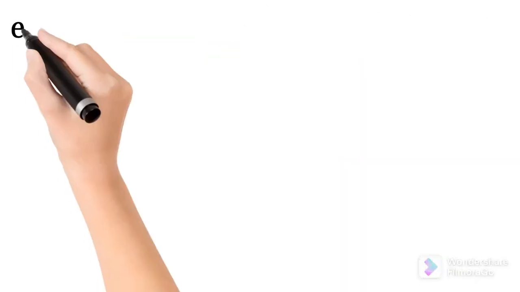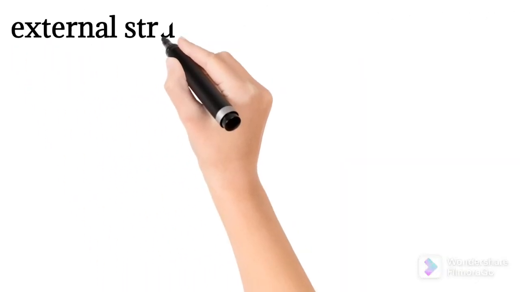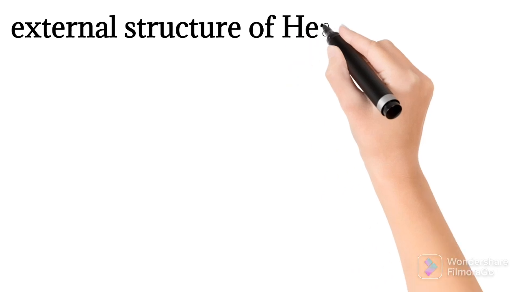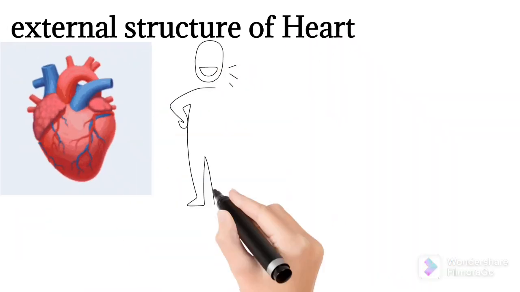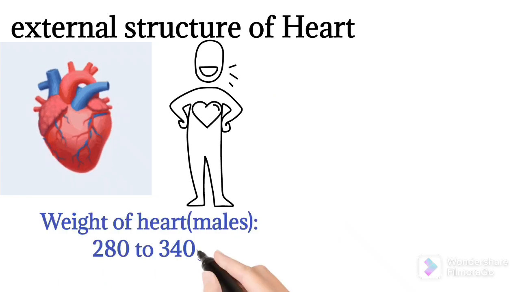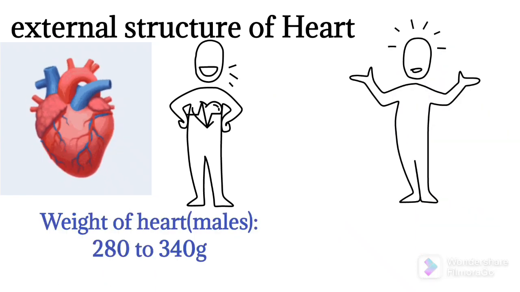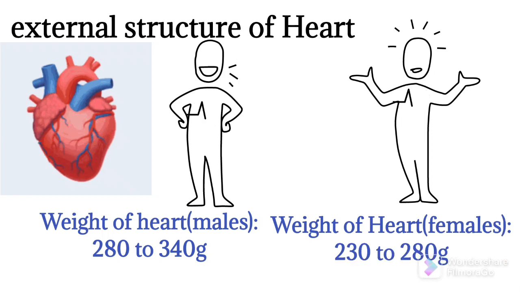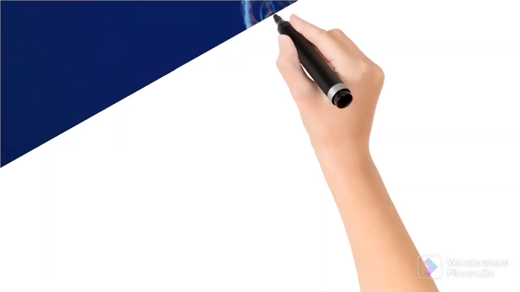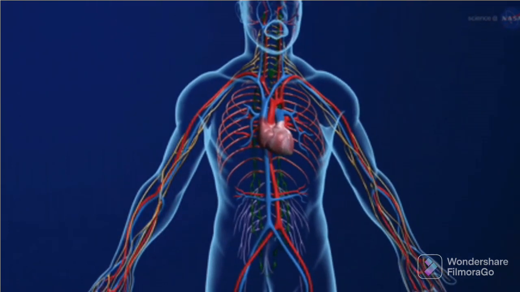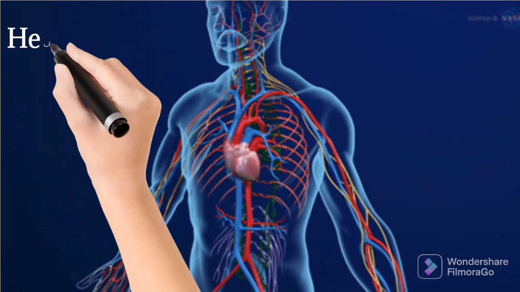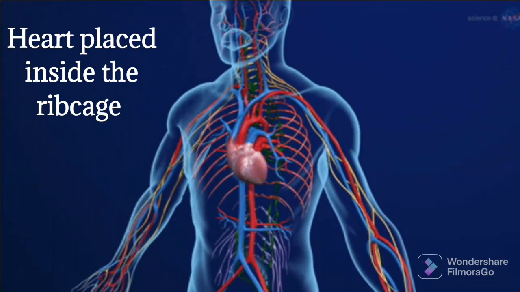Let's begin. The heart externally looks like this. It is one of the complex structures of the human body. The mean weight of the human heart is 280 to 340 grams in males and 230 to 280 grams in females. The heart is located in the front of our chest. It sits slightly behind and to the left of the sternum, breastbone. The rib cage protects the heart.